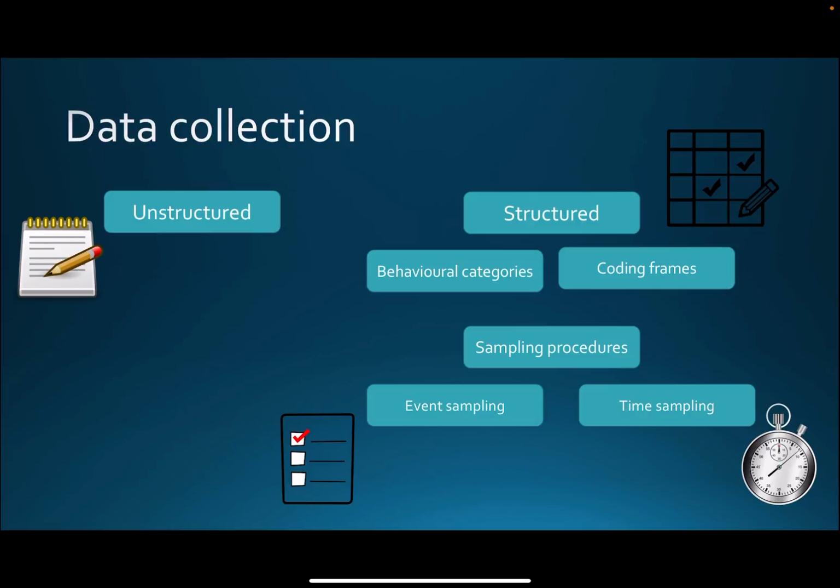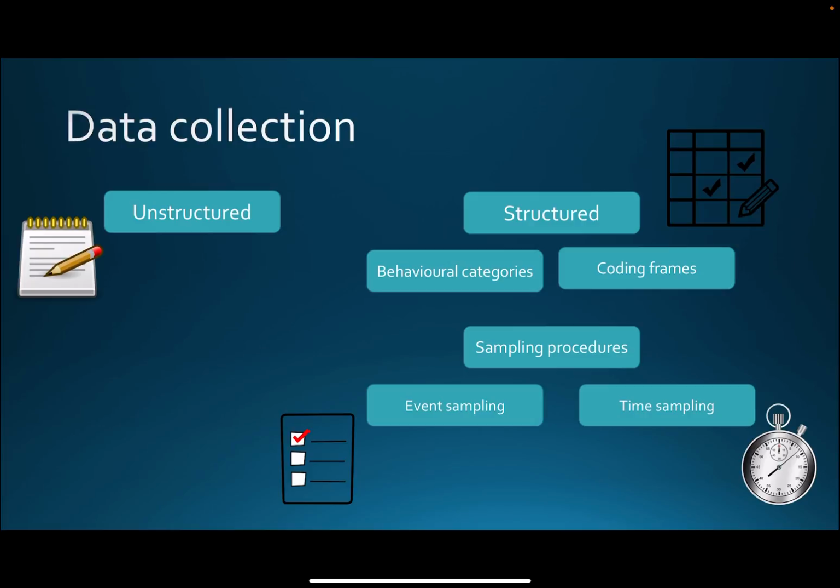Event sampling is as it sounds. You tick off every time a certain behaviour occurs. So if you're watching aggressive behaviour in the playground for children, and you've got behavioural categories on your scheme, you've got hitting, biting, pushing, and punching. Every time you see punching, you put a tally mark down. Every time you see hitting, you put a tally mark down. Every time you see biting, you put a tally mark down. Event sampling just means you tick off every single time that behaviour happens during your observation.